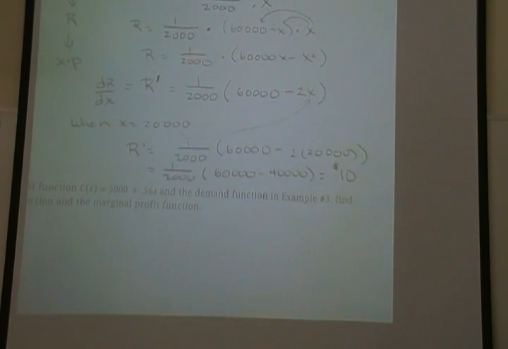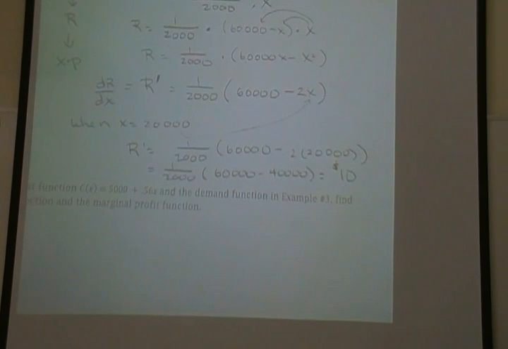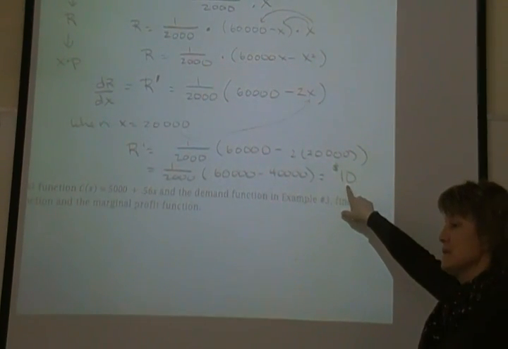So in other words, if I sell the 20,001st unit, that next unit, I should make $10 in revenue. That's not profit, because I don't know what it's going to cost me to make that next unit, but that's how much money I should be bringing in revenue.